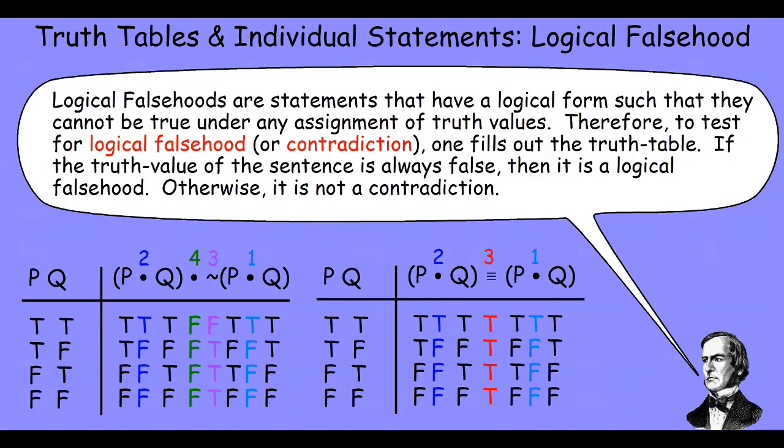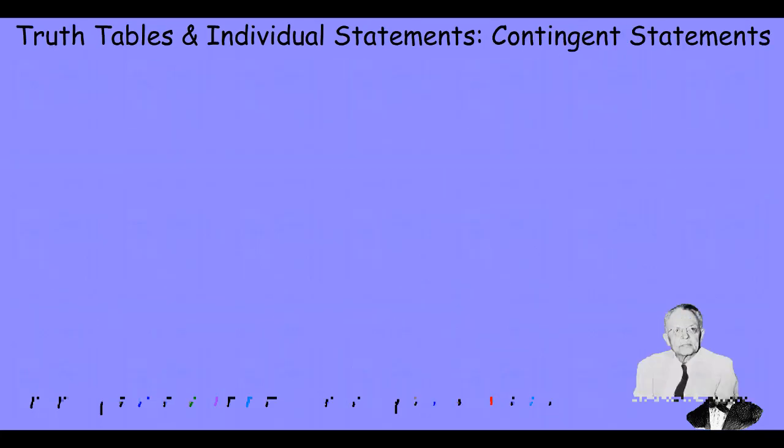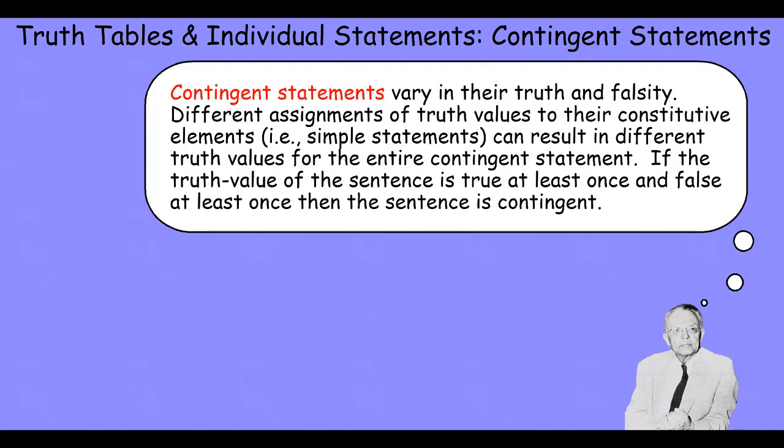Let's turn now to our final kind of individual statement, contingent statements. Here's Rudolf Carnap. He's here to tell us that contingent statements are statements that vary in their truth or falsity. Sometimes they're true, sometimes they're false. So different assignments of truth values to their constitutive simple statements can result in different truth values for the entire statement. So how do we test for contingent statements?